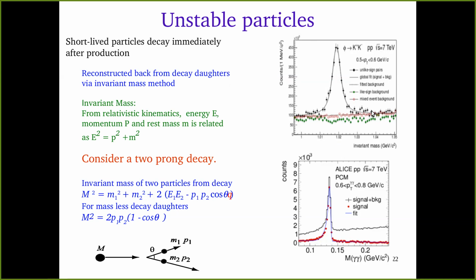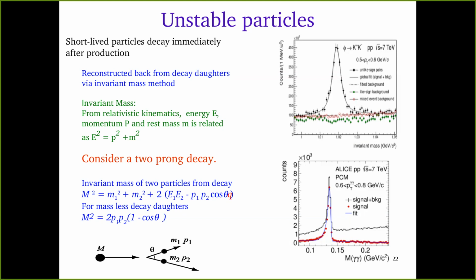You will get some peak over a very large background. Now, how can you reduce the background? You use the PID on your decay daughters. You do the pairing of only those tracks which you can identify as kaons by using the other detector information. And when you do that, you will see a significant suppression in the background. So in this way, you can actually get a very good signal over background.